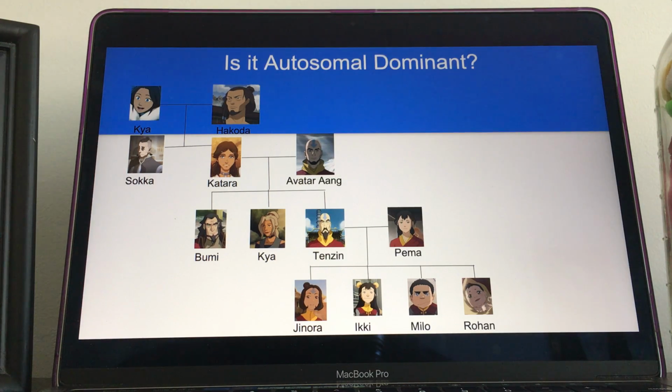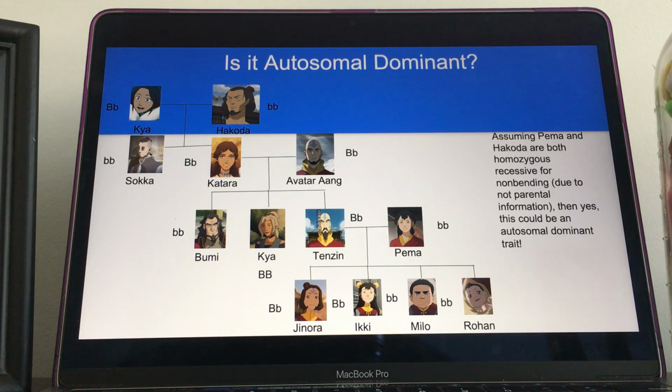So could this be autosomal dominant? Well, from the possible genotypes, yes, it could be autosomal dominant, but this is assuming that Pema and Hakoda are both homozygous recessive. We don't have any parental information on them. But yes, it could be an autosomal dominant trait.